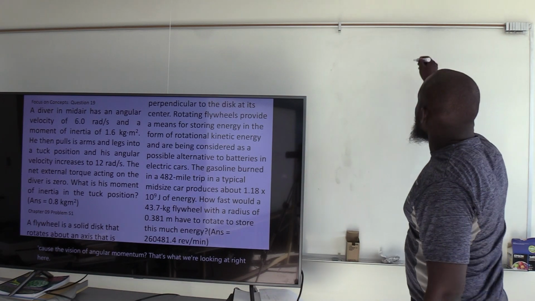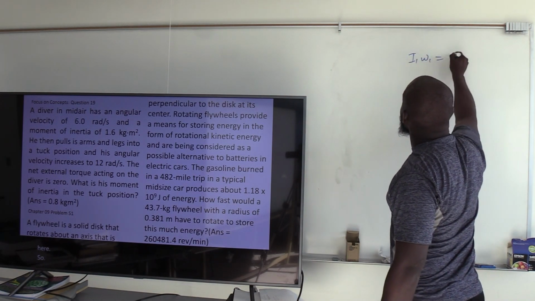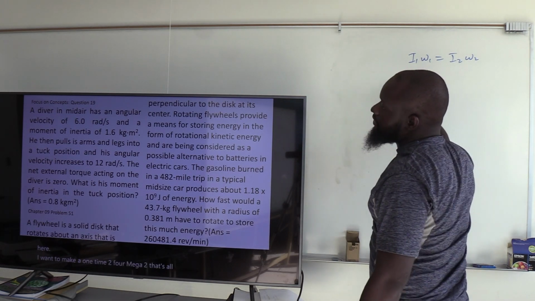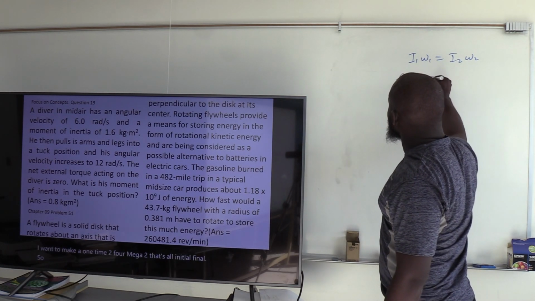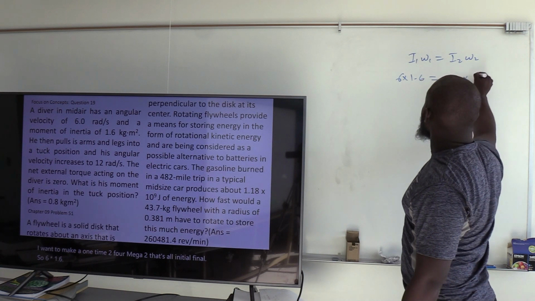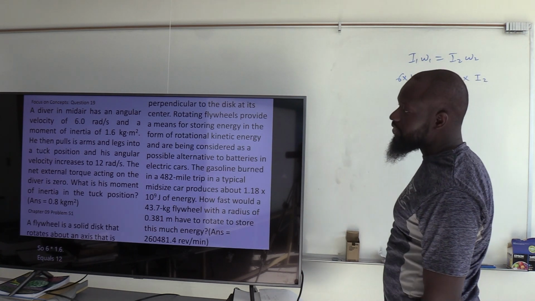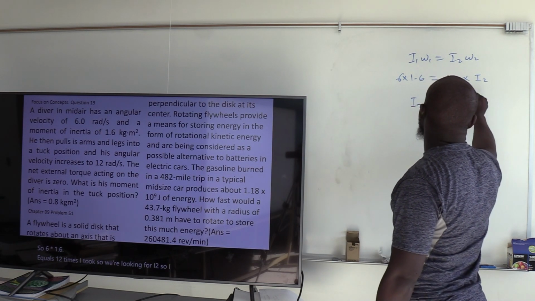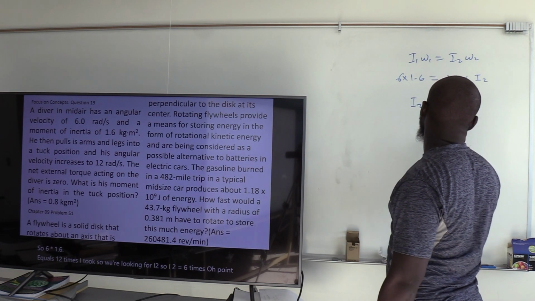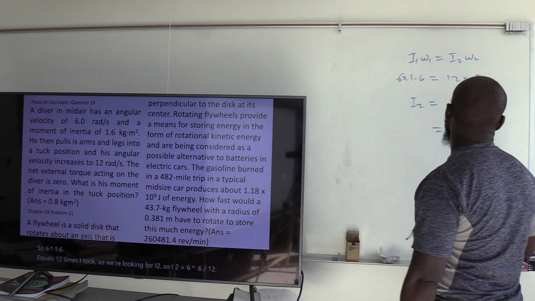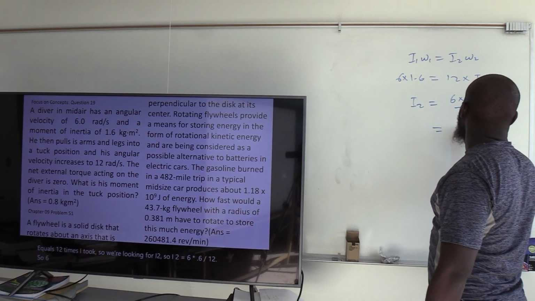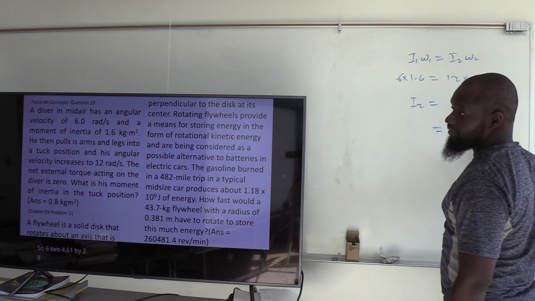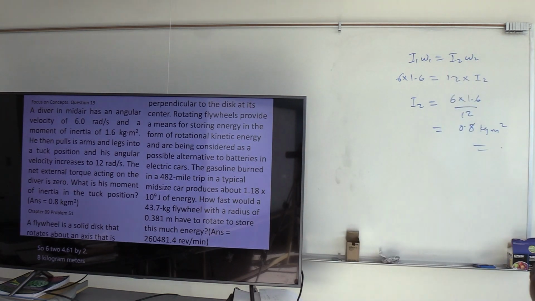So I1 omega 1 is I2 omega 2. That's all. Initial, final. So 6 times 1.6 equals 12 times I2. So we're looking for I2. So I2 equals 6 times 1.6 over 12. Okay. So 1.6 divided by 2, 0.8 kilogram meter squared. That's all you have there, exactly.